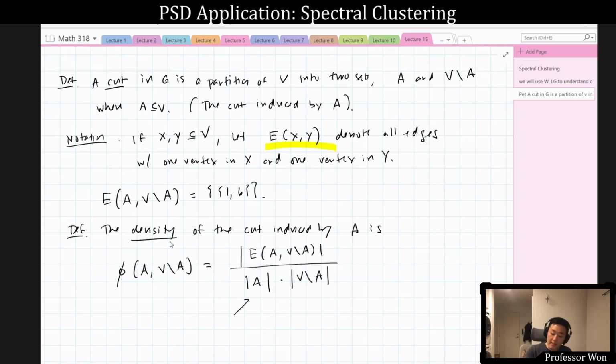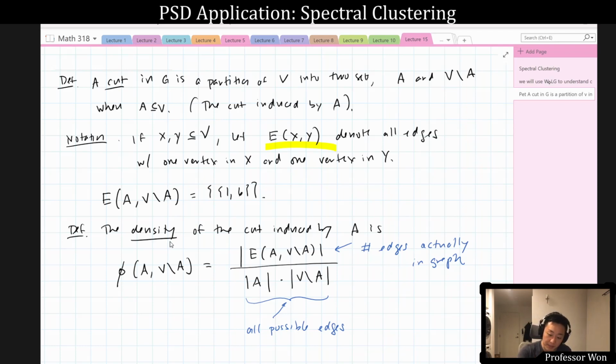Okay, so what is this? This denominator counts all possible edges between A and the rest of the graph, right? For every vertex in A, you could have an edge to every vertex not in A, so you'll have exactly the size of A times the size of V minus A possible edges. And the numerator counts the number of edges between A and the rest that are actually in your graph. And this is why it's called a density. It's called a density because it's how many edges there are compared to how many edges there could be.